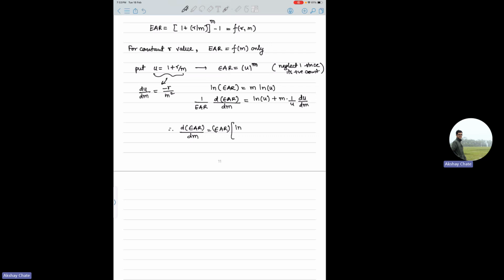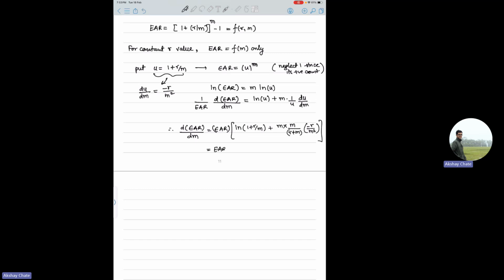ln of u, let's say 1 plus r by m. Then you have m and 1 by u. So I can write u as m plus r by m, right? So this is m into 1 by u, which will be m by r plus m, and du by dm is minus r by m square. Correct, right? Yeah, this m square should get cancelled out.